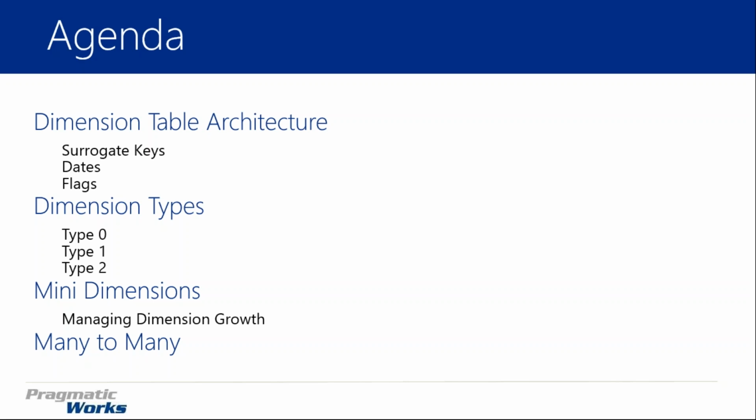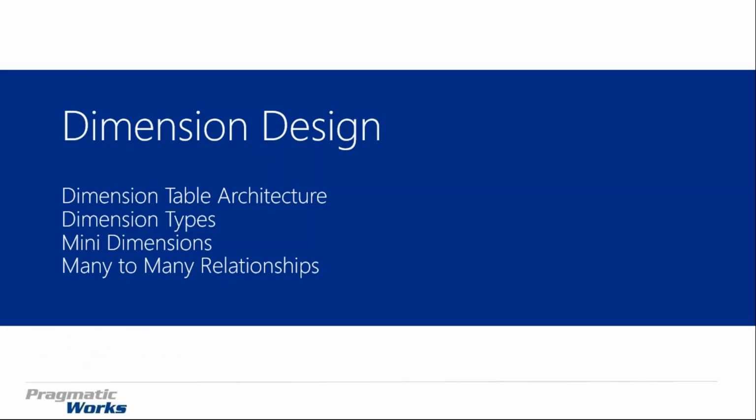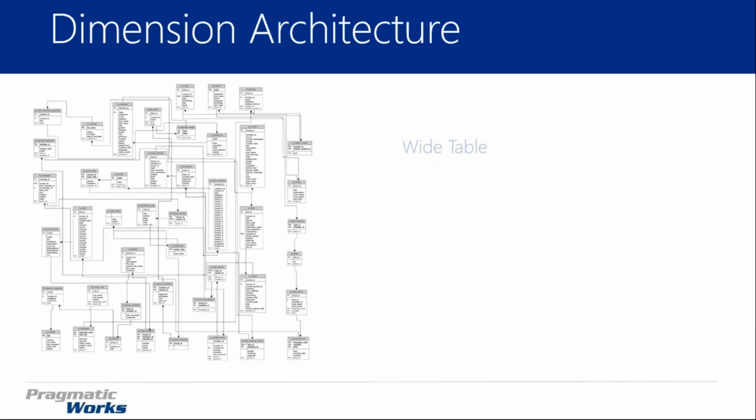Now, you could do an entire course on just many-to-many dimensions and how to model that and all the different methods available, but we're going to talk about a couple of them here at the very end of the webinar, should we have time, and we should. All right, so once again, the 4 things we're going to cover here: architecture, the different types of dimensions, many dimensions, and then many-to-many relationships.